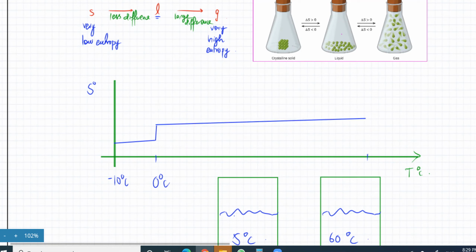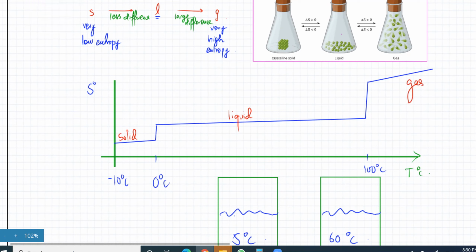But as soon as you hit 100, what would happen? All of a sudden, there's going to be this massive increase in disorder. So this was where it was solid. This is where it was liquid, and this is where it's a gas.